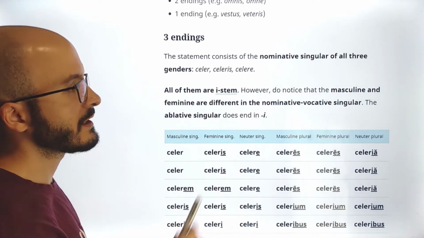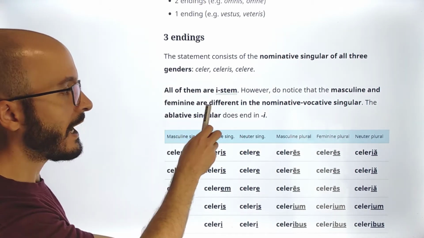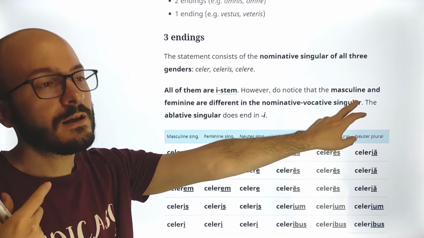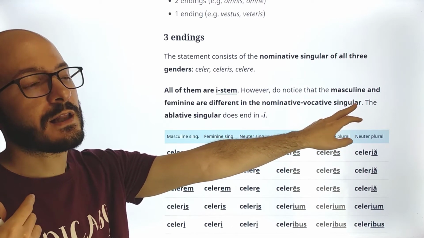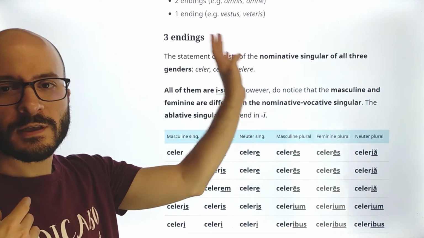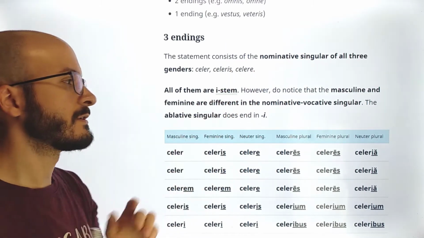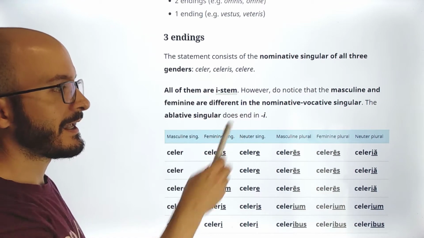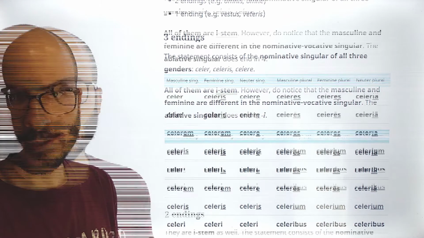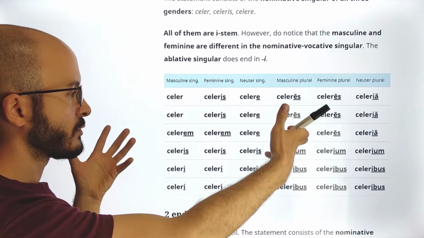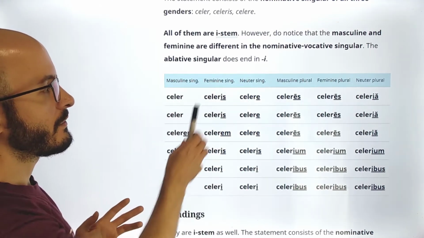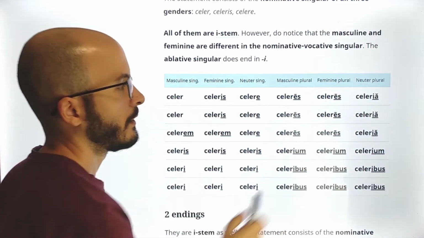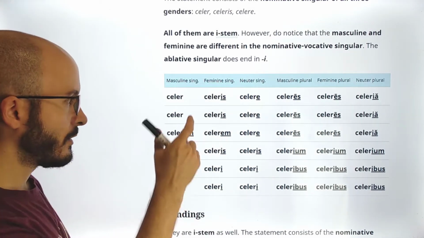However, do notice that the masculine and feminine are different in the nominative and vocative singular. Remember that in the nouns, we said that masculine and feminine are always the same. Here, no. Here there is a difference. And then the ablative singular does end in I, always. So we have the table, the famous table. Again, masculine, feminine, neuter, this is singular, and now masculine, feminine, neuter, plural. And please look at this.